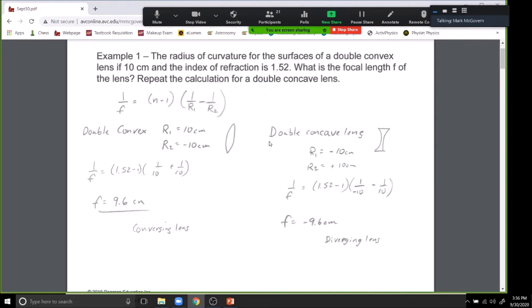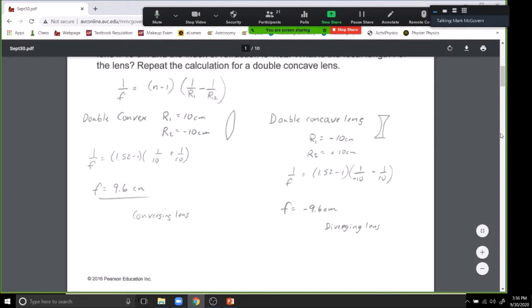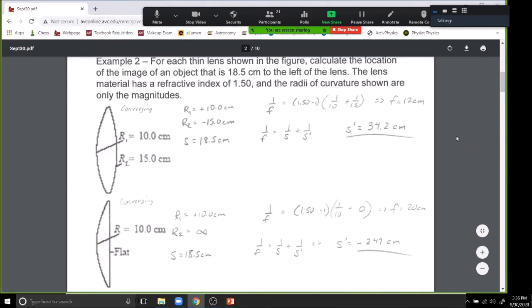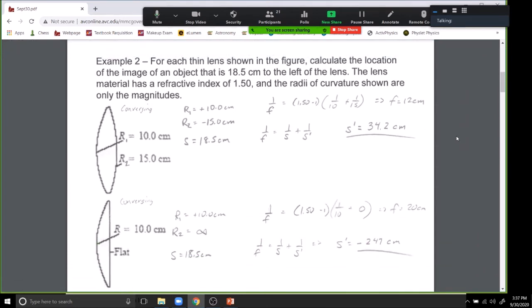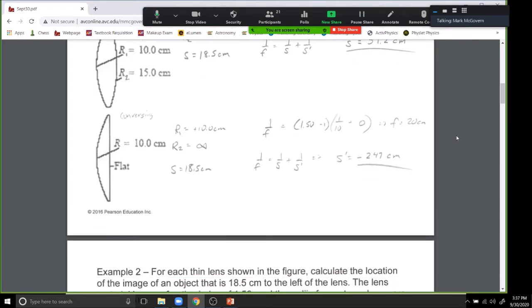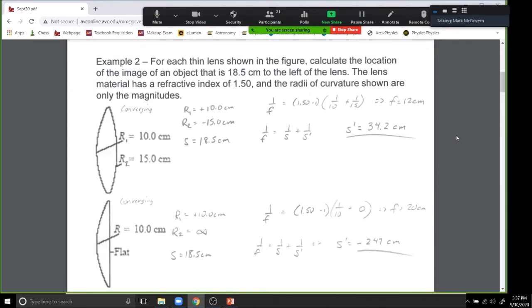Fantastic. Let's do another example. I think the next one's an example too. All right, so for each of the thin lenses shown, this is example 2 in 4 parts, we're going to go through a lot of different examples of these lenses and work out what the focal lengths are going to be. Let me just make sure I'm understanding everything right here. Calculate the location of an image of an object. Okay, that's fine. All right, so we have our convergent lens here.